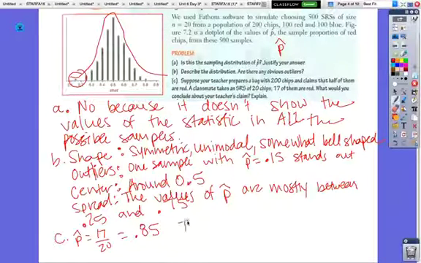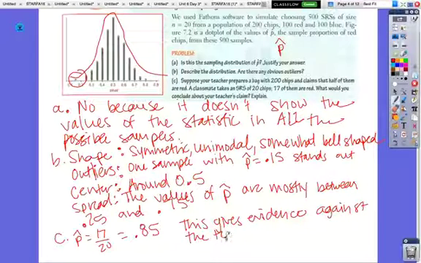So we would say that this gives evidence against the teacher's claim, and we would say it seems doubtful that the bag actually contains half red chips. It seems like there are probably more red chips than blue chips if we come out to have a sample proportion of 0.85.